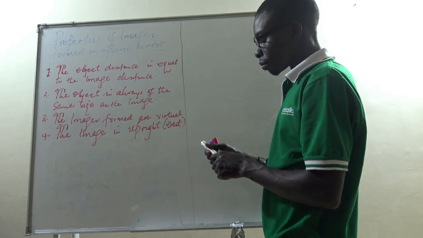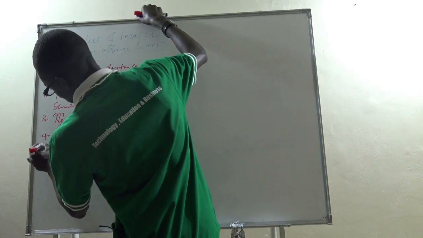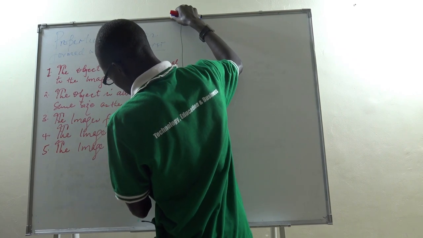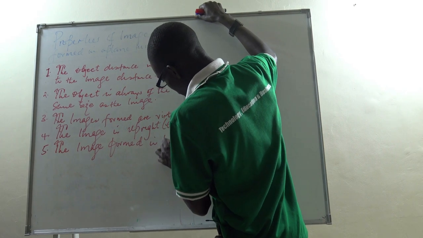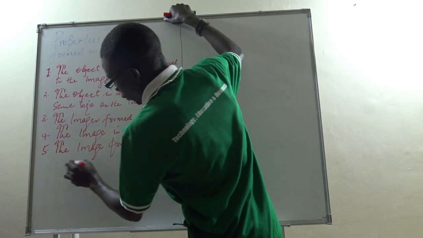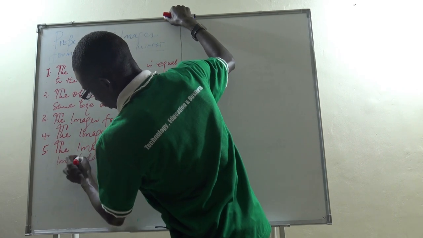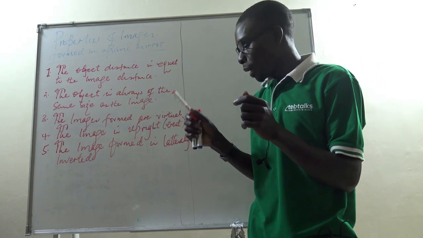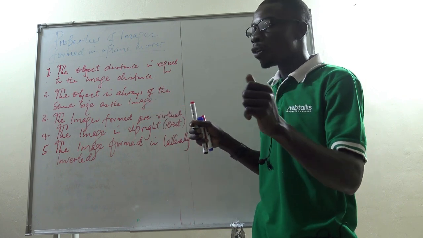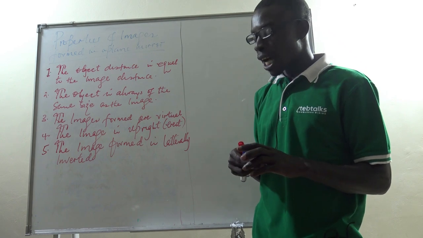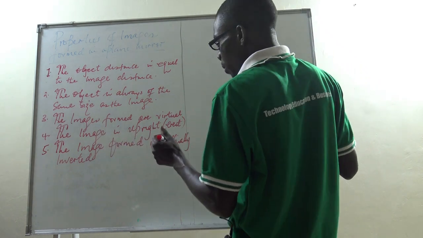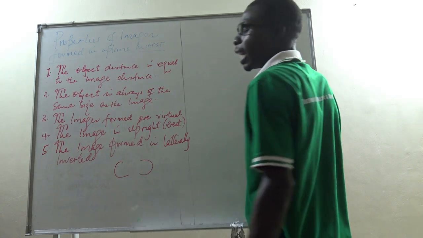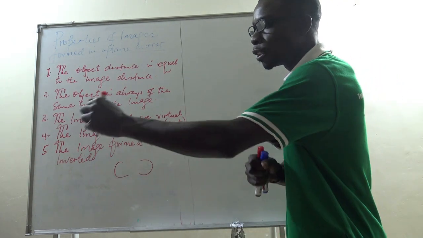And then lastly, we can say the image formed is laterally inverted, turned through 180. That the image that is formed in a plane mirror is turned through an angle of 180. If you want to realize that, if you have, say, a letter C and you see it through a plane mirror, instead you see it facing the other direction. That's what we mean by laterally inverted, turned through 180.